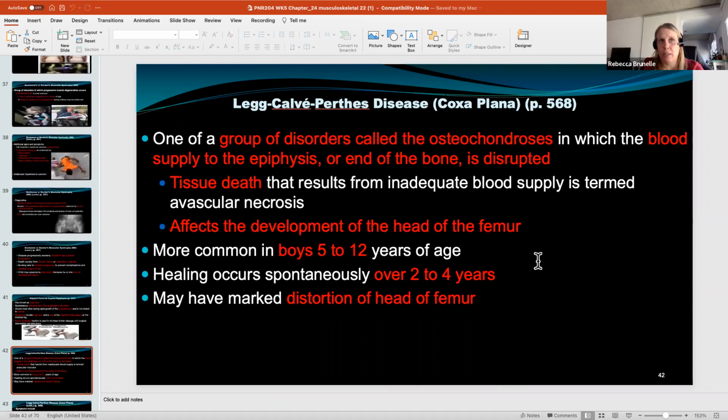And another thing that you can see in adolescence is Legg-Calvé-Perthes, and this is where you actually have lack of blood flow to the femur head. So it can cause damage to the femur head because of the lack of blood flow. It's another thing that they don't really know what causes. It usually just gets better on its own. But in very rare cases, they might need to have a hip replacement surgery because there's so much damage done to the head of the femur because of the lack of blood flow.